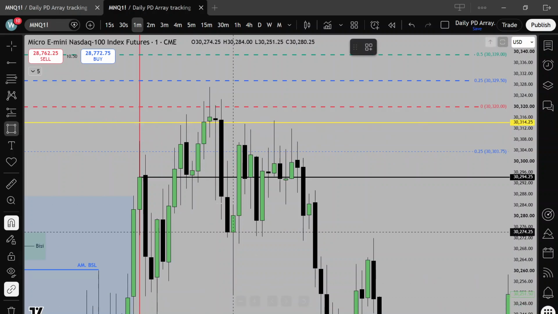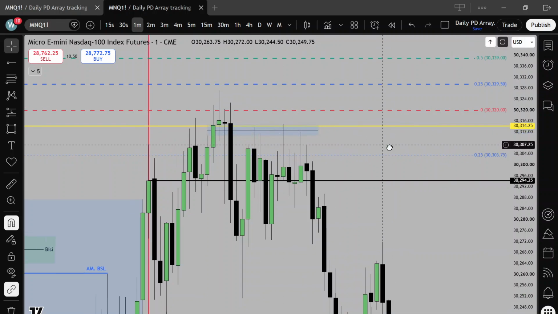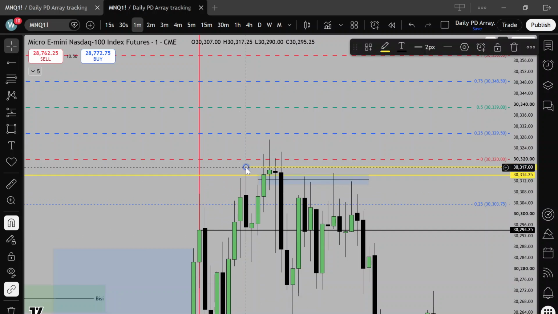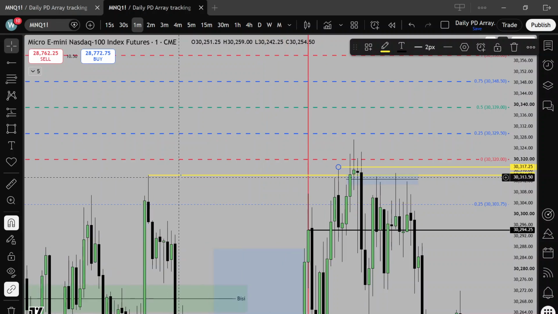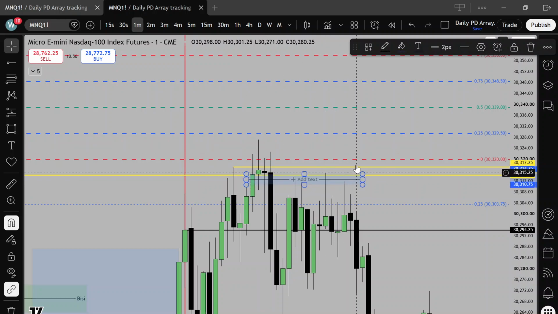So this gap right here is going to be used as an inversion. This fair value gap that was created before this last buy side liquidity was taken out, again right there, we took out the one from pre-market, and then this one right here, and this little gap that was created right before that is going to be used as an inversion.